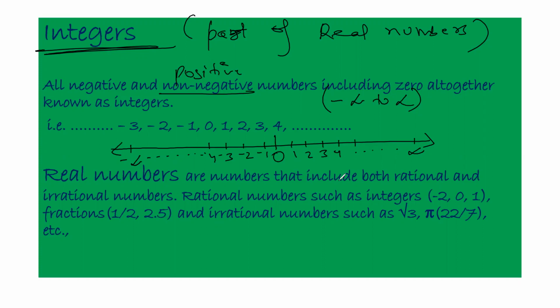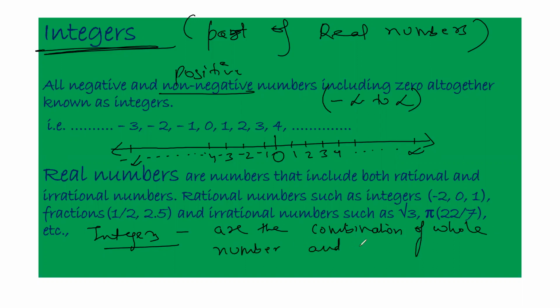Okay, so you can also write, integers are the combination of whole numbers and their additive inverse. Okay, so these are the integers. I think it's very much clear.